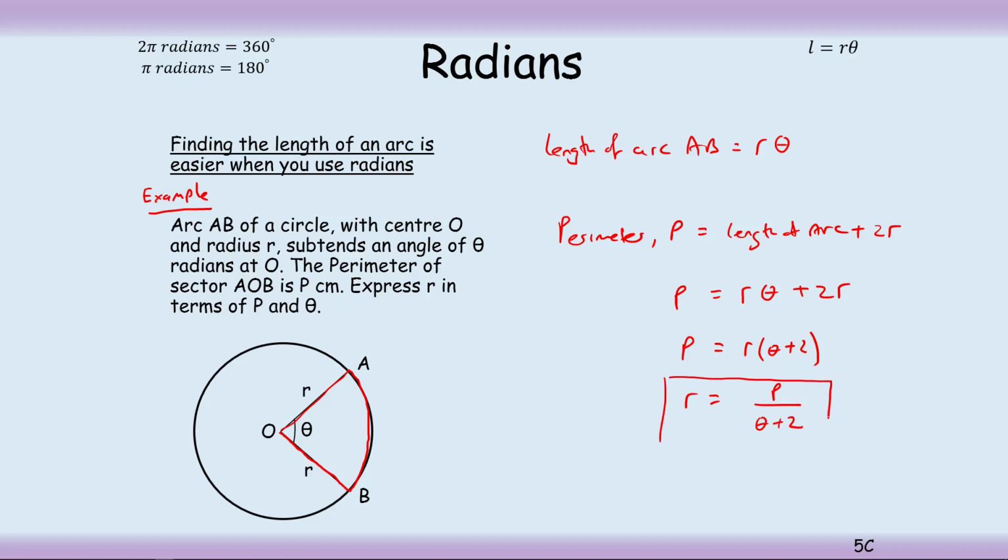And that's our solution. So we've got r in terms of P and theta. So hit pause, make some notes. When you're ready, we'll look at another example then.